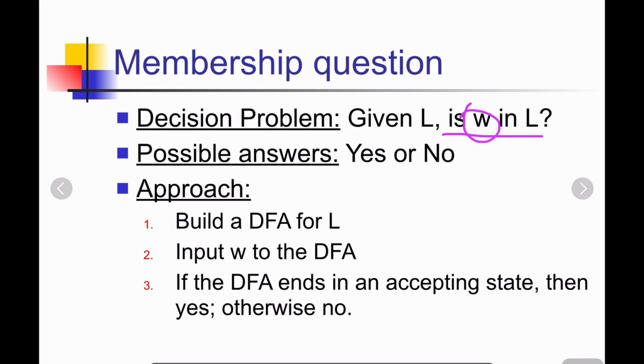To solve this decision problem, you can go by this approach: build a DFA for L. You take the language and construct a DFA that accepts the given language. Then input W to the DFA. If the DFA ends in an accepting state, then yes, otherwise no.